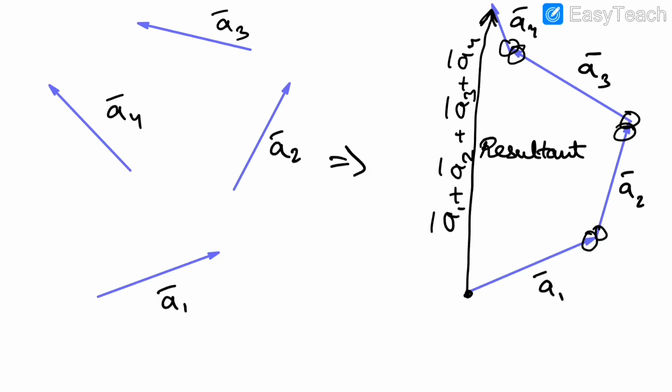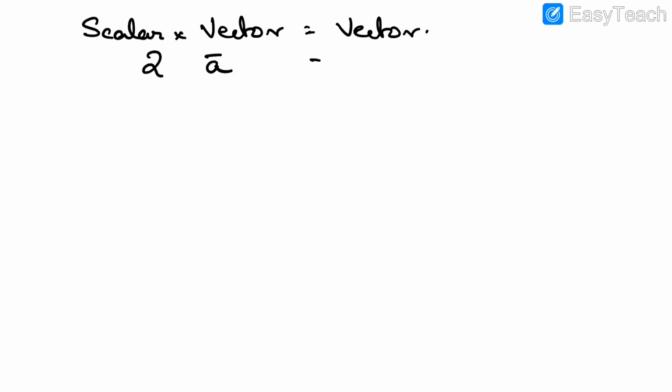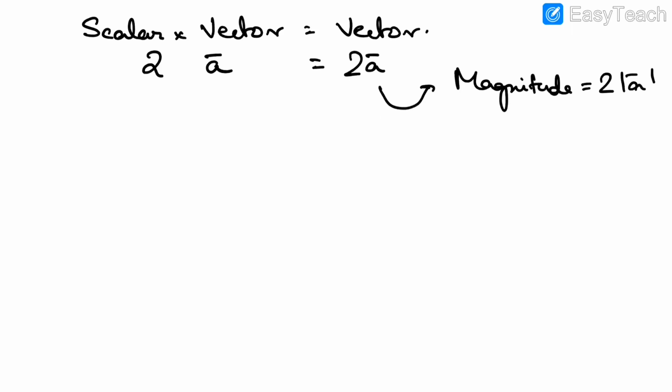So now we have understood a bit of this addition, right? So then what is subtraction? First of all, you have to understand what is multiplying a vector with a negative quantity. I already taught you scalar multiplying with a vector is a vector quantity, right? 2 into a vector will give you 2a vector. What does it mean? That is, magnitude will become 2 times magnitude of a vector, correct?